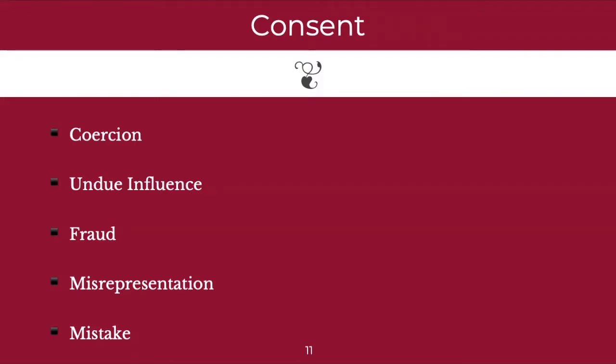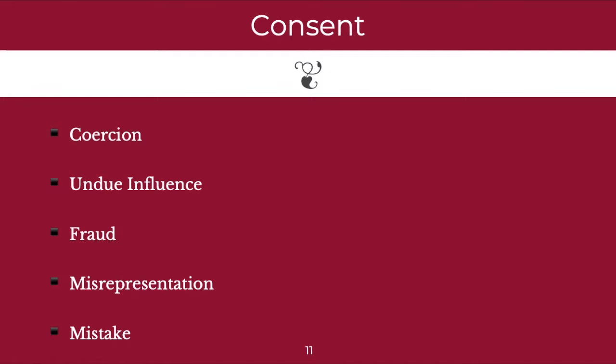Undue influence is when a person who is in a position of power over you ends up influencing your decision regarding you entering into that contract. So, this can be a position of power of a teacher and a student, an employer and an employee. They exercise undue influence on your decision.